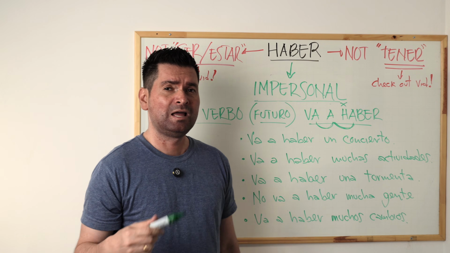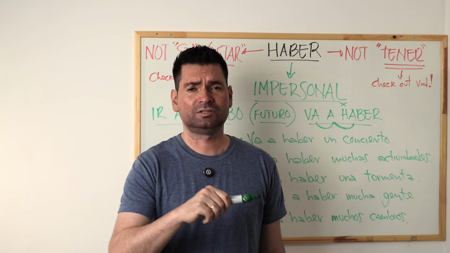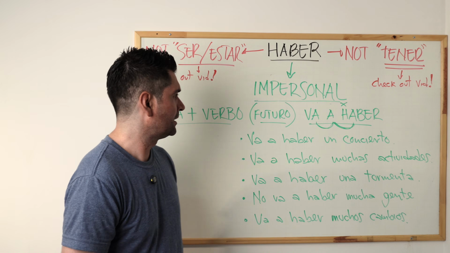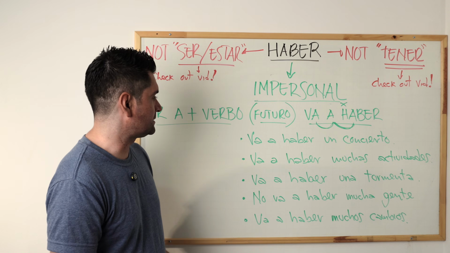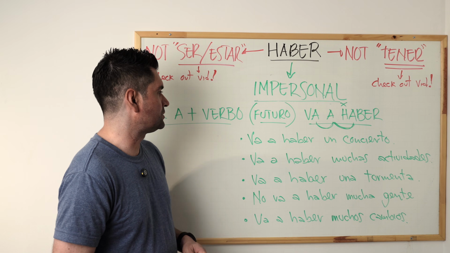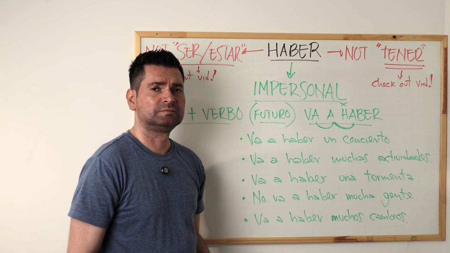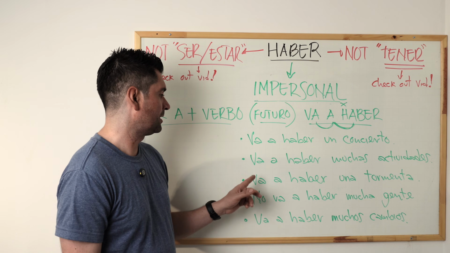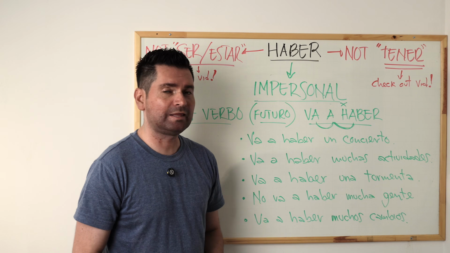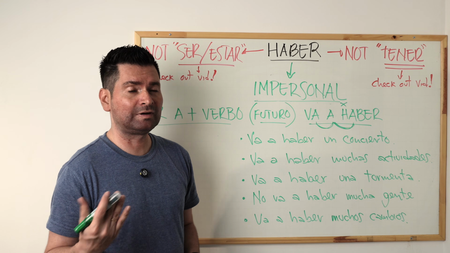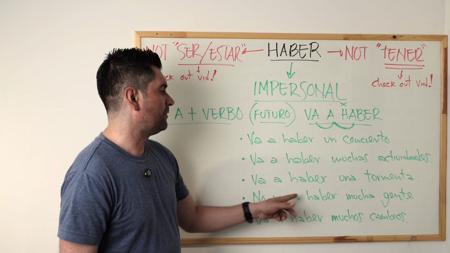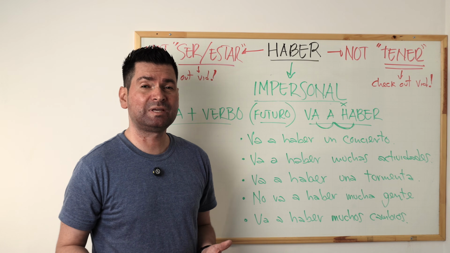Va a haber is there will be or there is gonna be. For plans and predictions, like I already said. Let's practice with some examples. Va a haber un concierto. There's gonna be a concert. Va a haber muchas actividades. There are gonna be a lot of activities. Va a haber una tormenta. There is gonna be a storm.